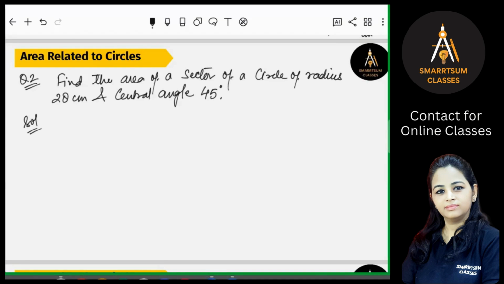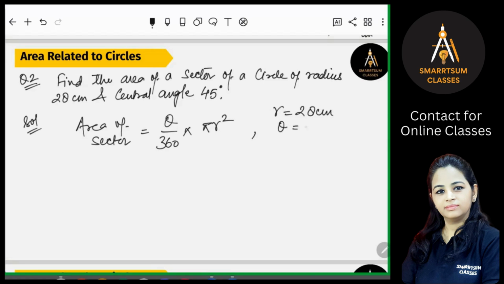So now look at this question number 2. Find the area of the sector of a circle of radius 28 centimeter and central angle 45 degrees. So first we will write down what is given here. So we know that area of the sector of a circle of radius r and the central angle theta is given as theta upon 360 degree into pi r square. So here what is given? R is given, that is 28 centimeter, and theta is given, that is 45. Now we will put the values here.